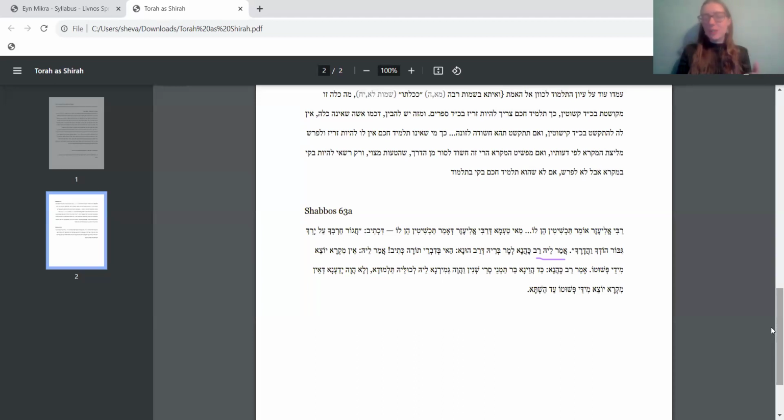Amar lei: ein mikra yotzei midei pshuto. There's our line. They responded to him and they said, you know how? Ein mikra yotzei midei pshuto, which literally, this is the literal explanation of that line: a verse, a pasuk, does not depart from its pshat meaning.